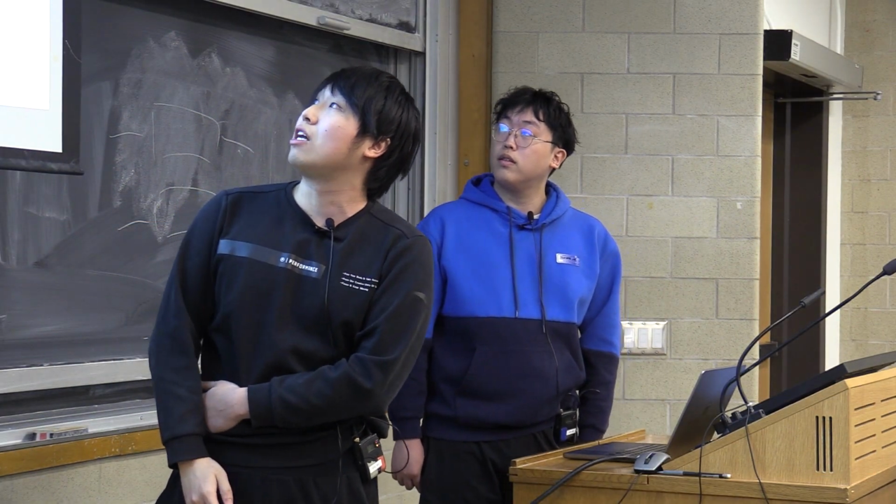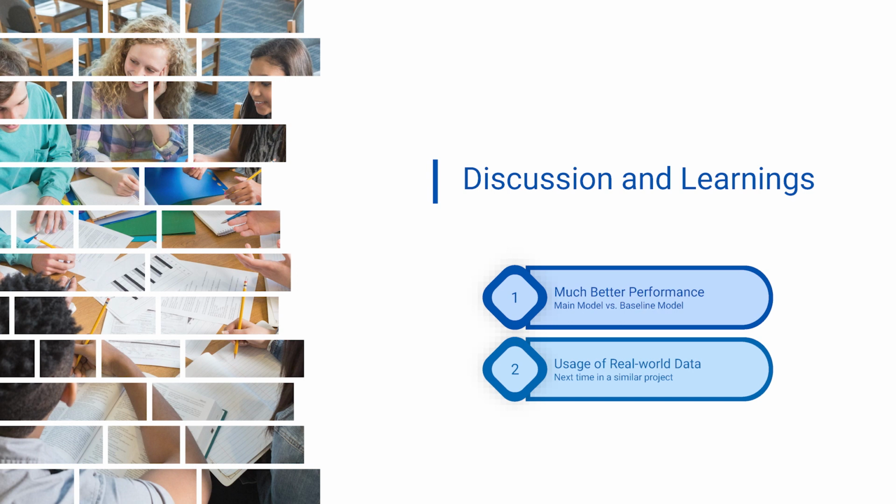In terms of discussion and learnings, as you can see, the main model has much better performance compared with the baseline model for all the metrics we have. And if we do a similar project in the future, we might consider using real-world data instead of simulating all the data ourselves, as we want to apply this chatbot to real-world settings. Real-world data will capture more information about the real-world industry.